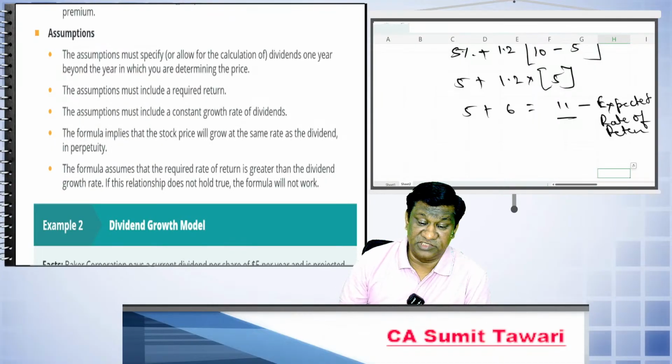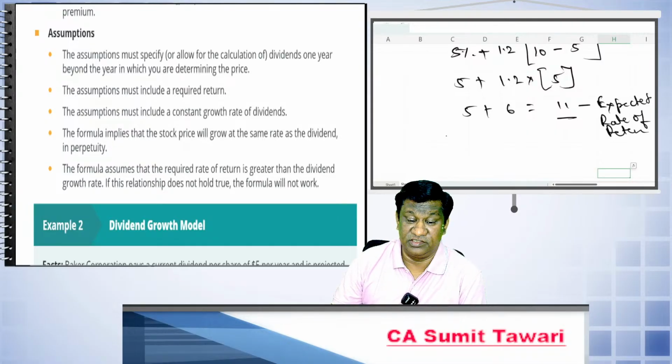Okay, so here the assumption is that we always consider a constant growth rate of return. Every year the stock price will grow at the same rate as the dividend in perpetuity, and the formula assumes that the required rate of return is greater than the dividend growth rate.